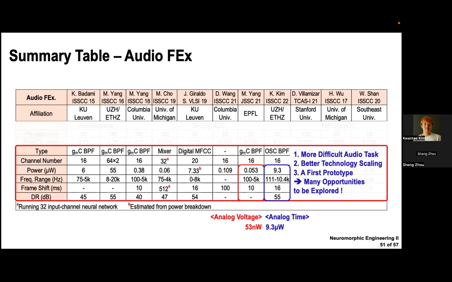And the second one is we have a better technology-scalable architecture. So if we implement the same functionality in the same process technology, then with further advanced technology, our performance will be much better. And lastly, this prototype chip was just the first trial of a time domain feature extractor, so many opportunities are yet to be explored.